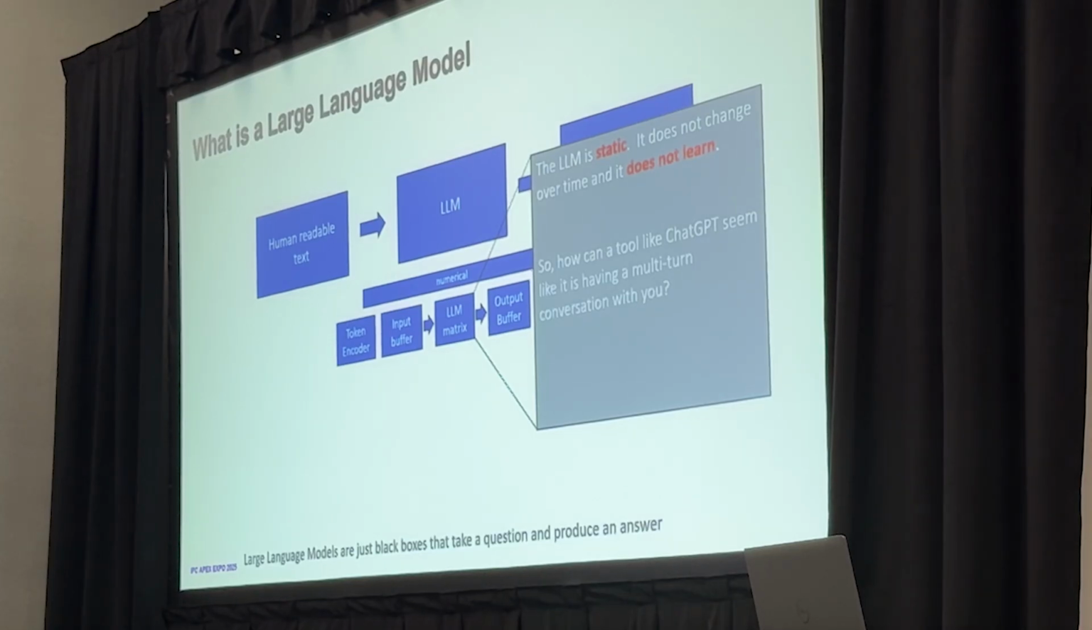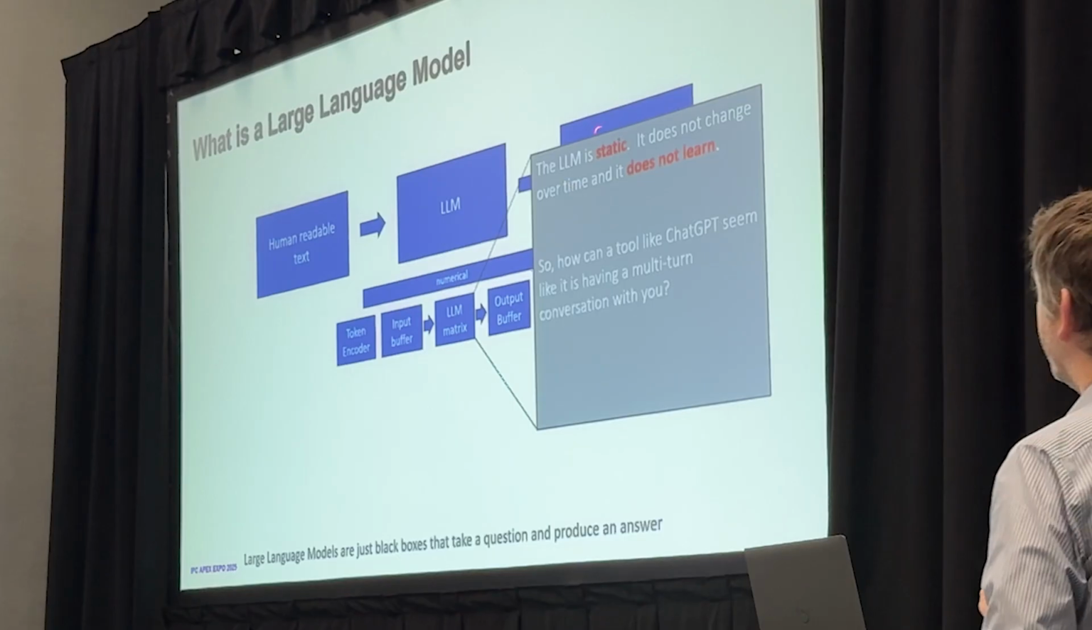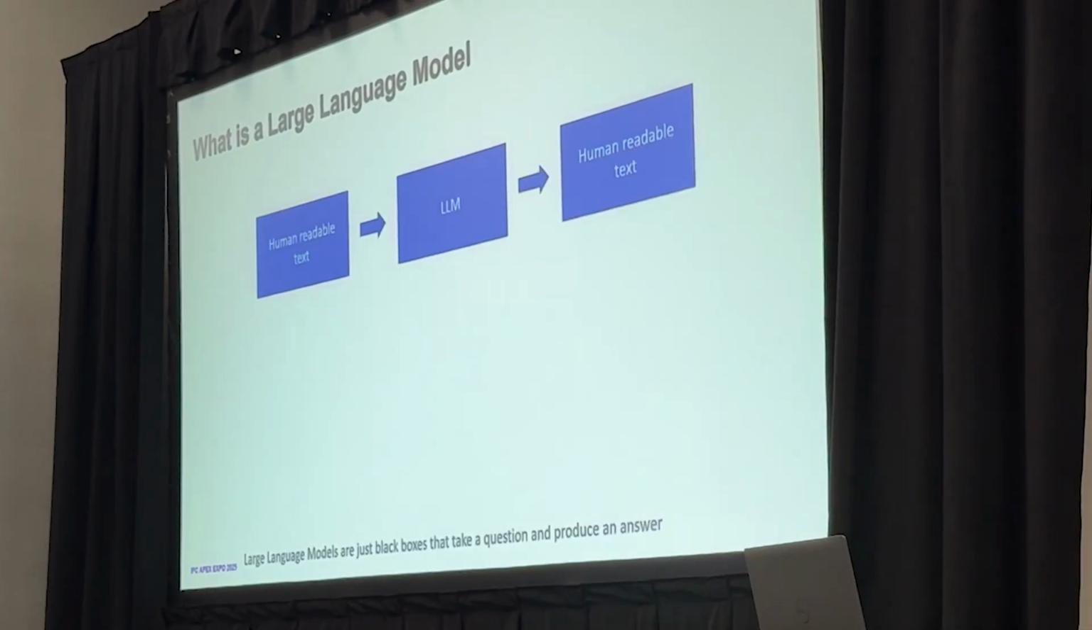It has no memory of what input you put into it. It's not embedded in the model. It's not added to the model in any way. The model itself is static, which is very different from the machine learning case.